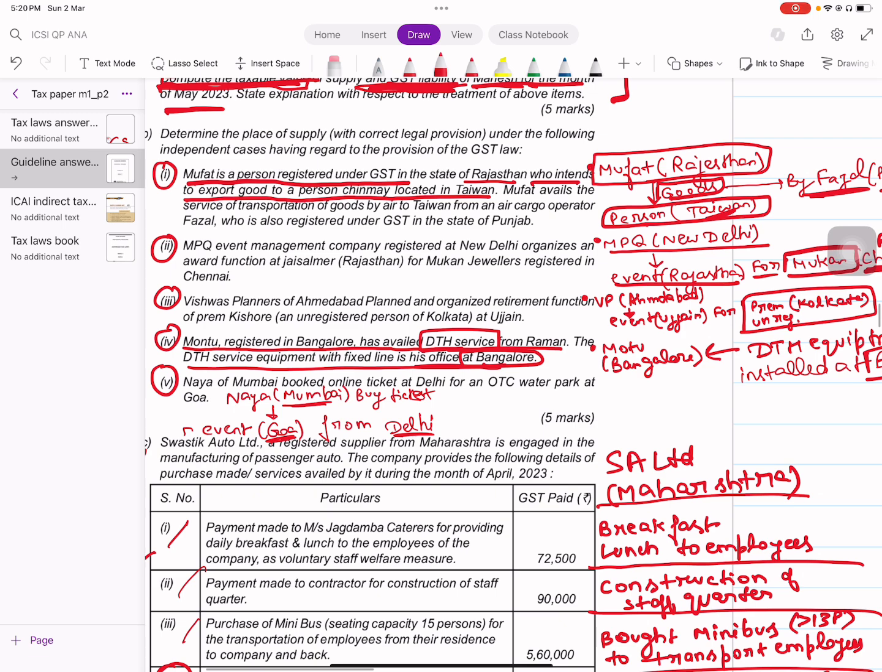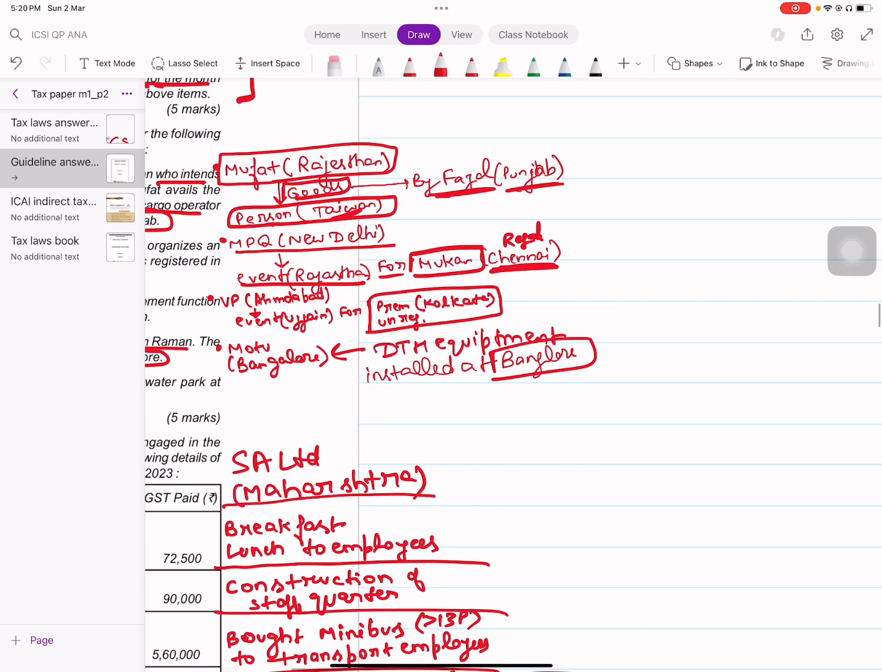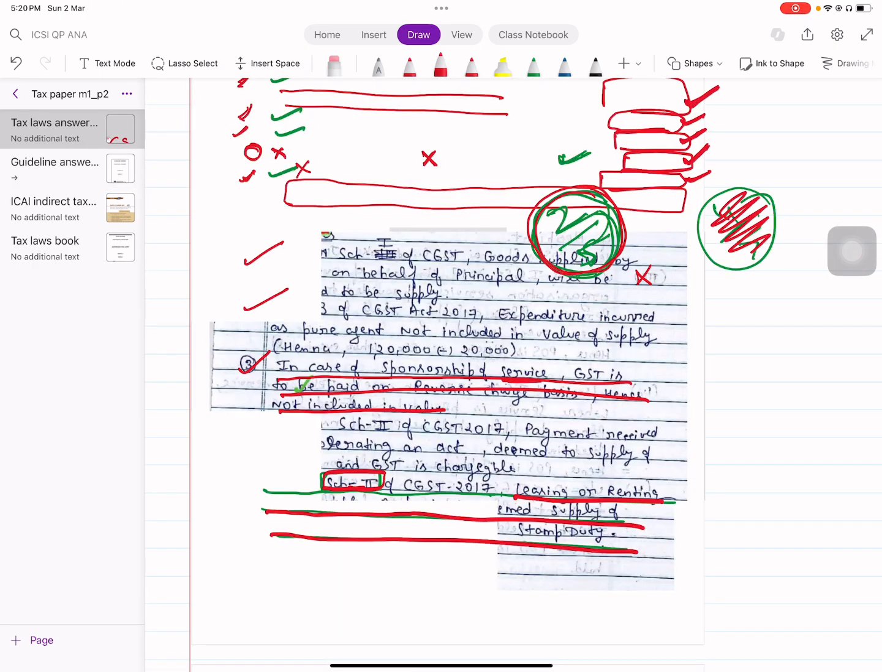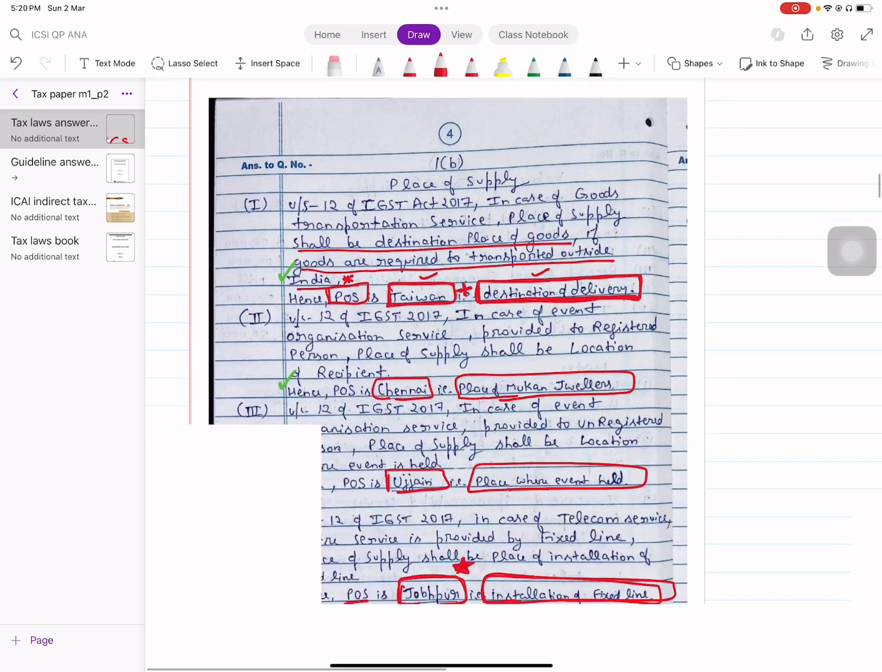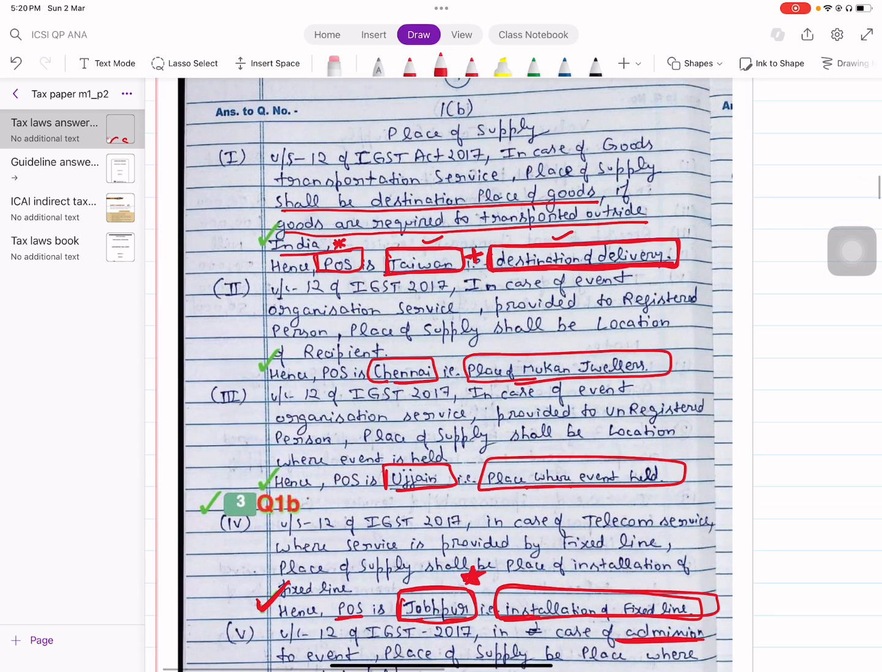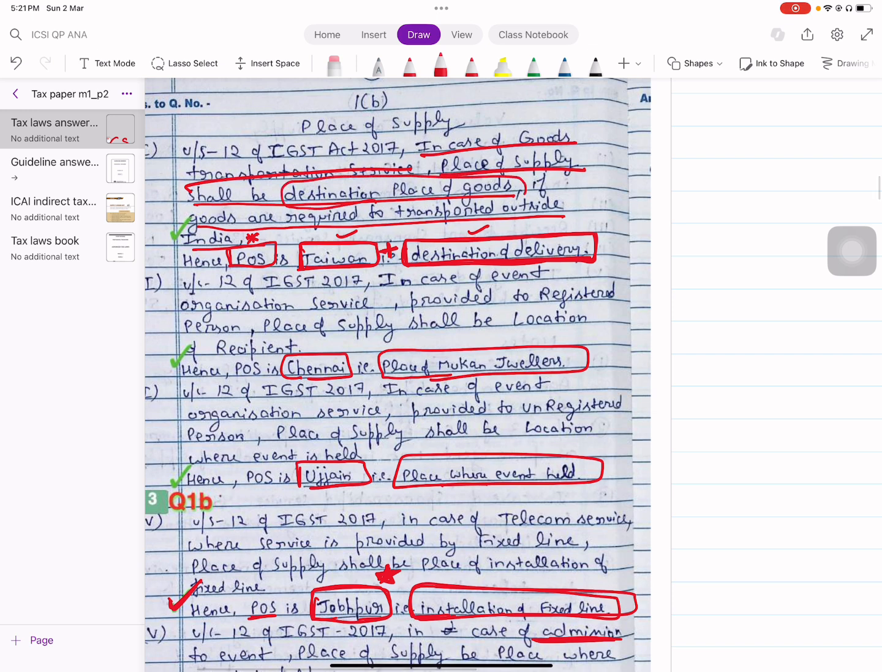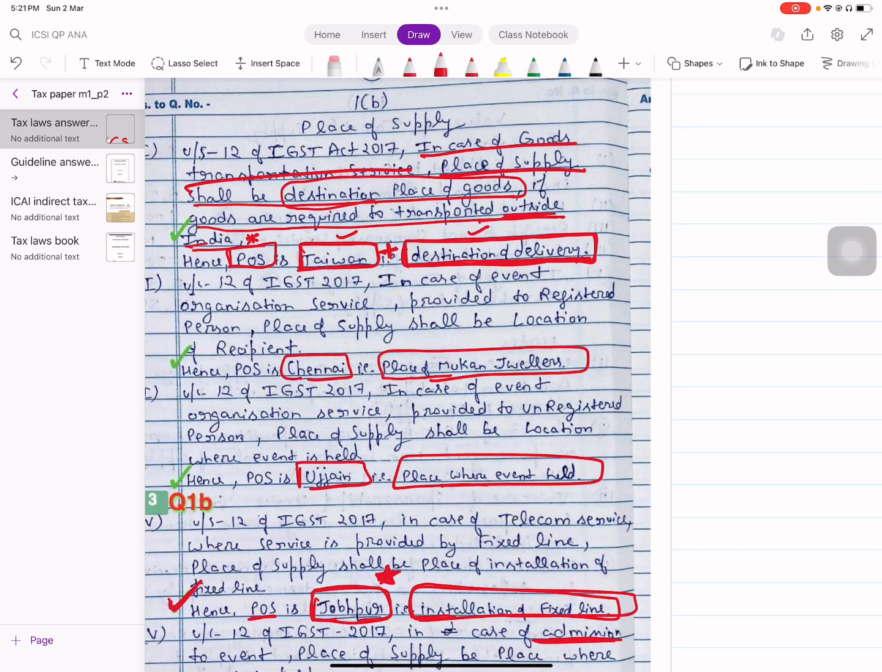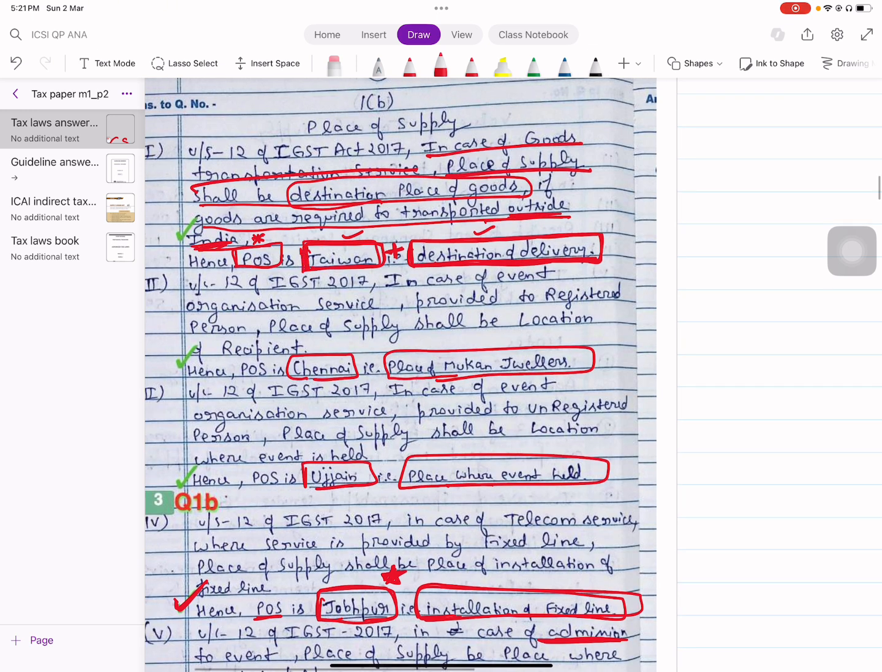Mufat avails the service of transportation of goods by air to Taiwan from cargo operator Fazal, who is registered in the state of Punjab. So, by Fazal, Punjab. Now what is the place of supply? Under section 12, in case of goods transportation service, the place of supply shall be the destination place of goods if goods are required to be transported outside India. Hence, the place of supply is Taiwan, that is the destination of delivery.